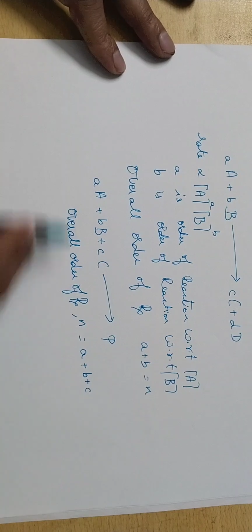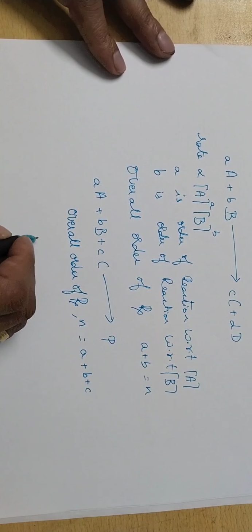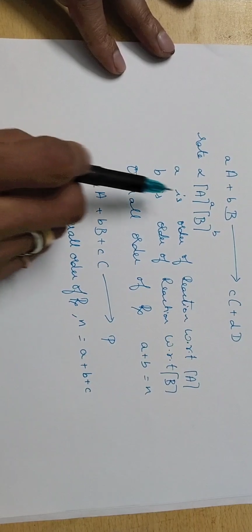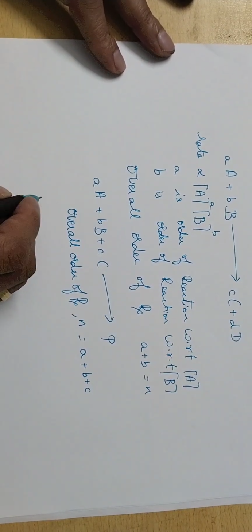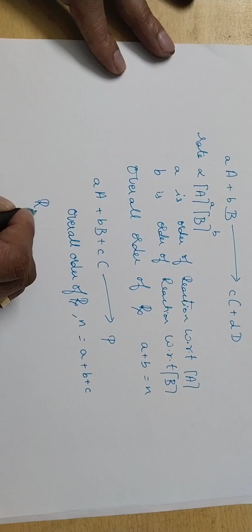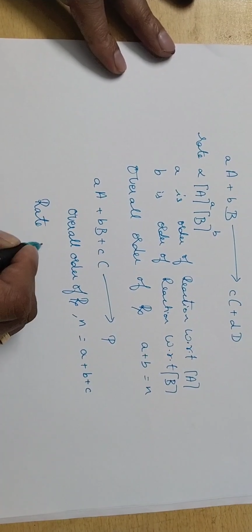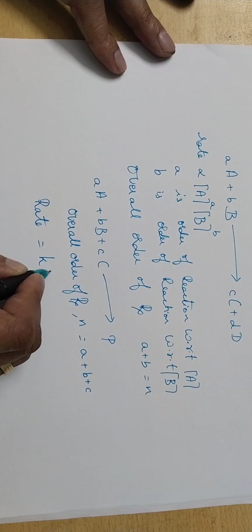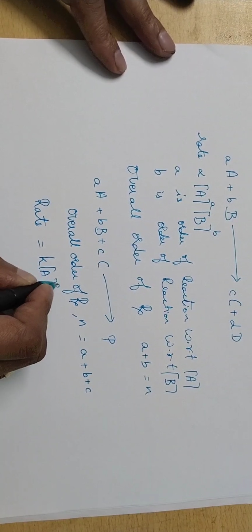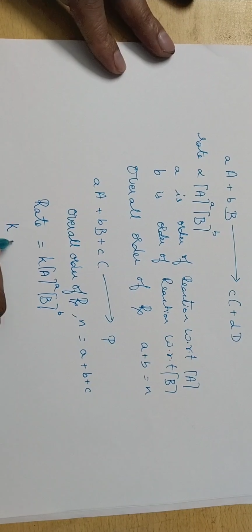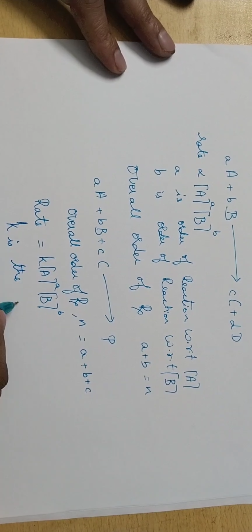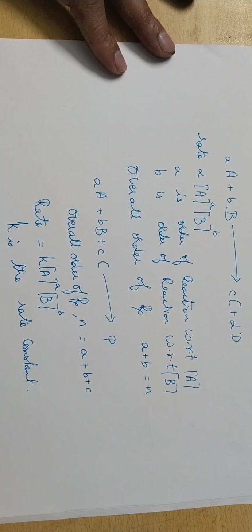So this is called the rate expression, that is, the rate is expressed in terms of A and B. To remove the proportionality, I can introduce a constant where I can write the rate of the reaction is equal to k, small k, times [A] to the power of a and [B] to the power of b, where k is the rate constant.